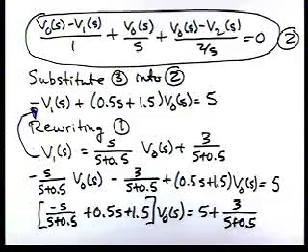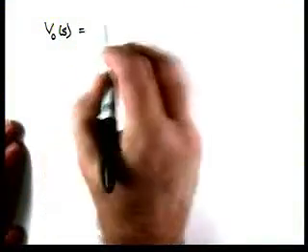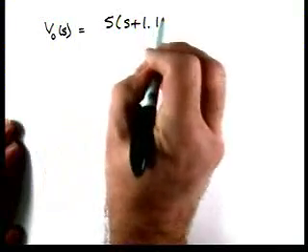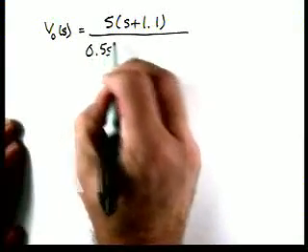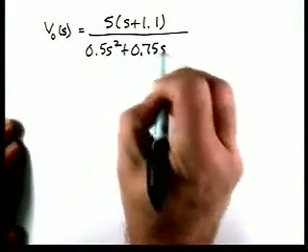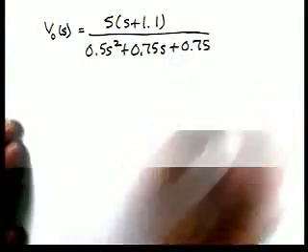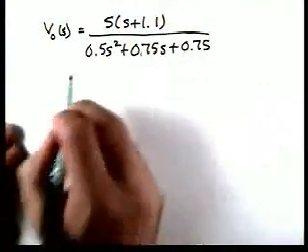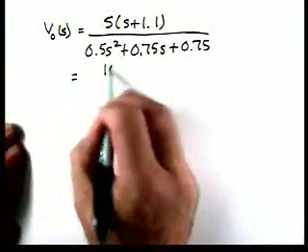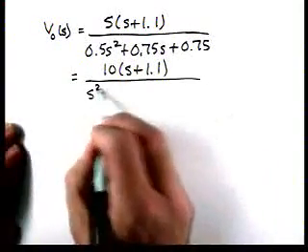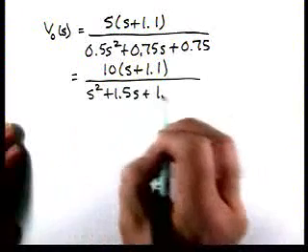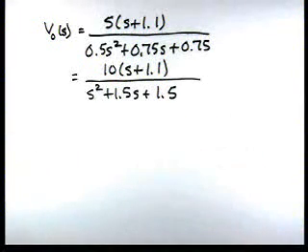Continuing on with the algebra, we can rearrange that expression to the following. V0 of S is 5 times S plus 1.1 over 0.5 S squared plus 0.75 S plus 0.75. Now let's factor a 0.5 out of the denominator. So now we have 10 times S plus 1.1 over S squared plus 1.5 S plus 1.5. So now that completes step 3.